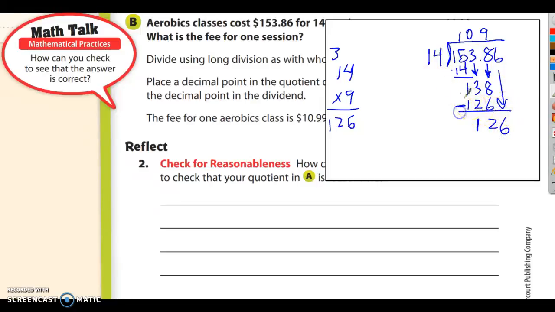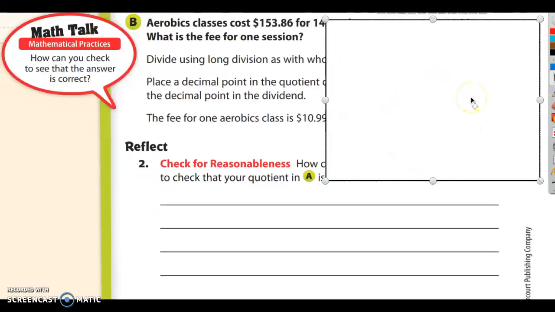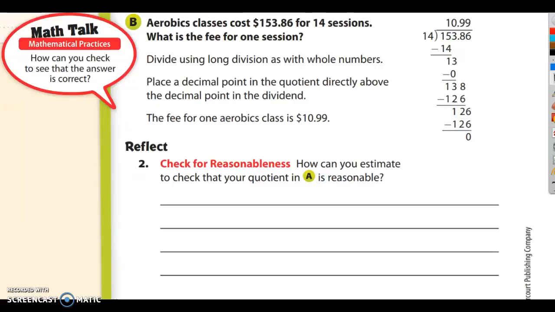And check this out. I now ask myself how many times does 14 go into 126, but I already know that it goes in 9 times. 9 times 14 is 126. My decimal goes straight up, 1099. 1099 per class. I think that's the answer. I'm sure that's what it says. The fee for one aerobics class is $10.99.